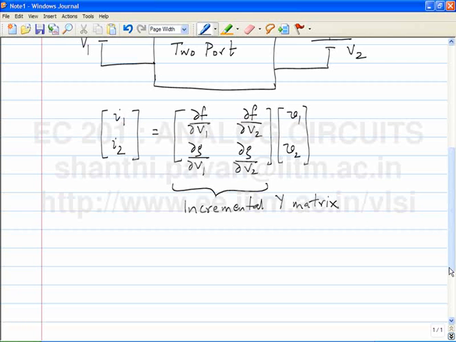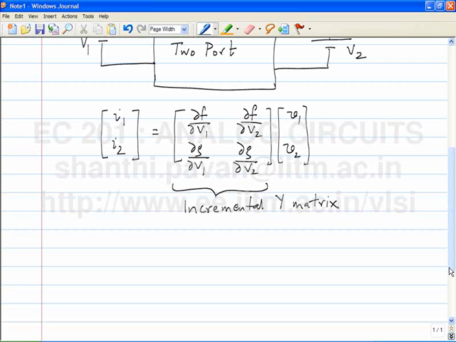And once you have seen this, it is not difficult to imagine other sets of incremental parameters. You could have, for instance, instead of exciting the two port with voltage sources, you could excite both the ports with current sources, in which case the incremental currents will become the independent variables and the incremental voltages across the ports are the dependent variables. And what parameter set will that correspond to? It will correspond to the incremental Z matrix.